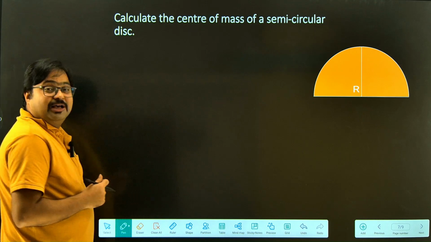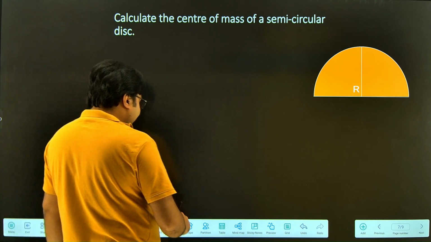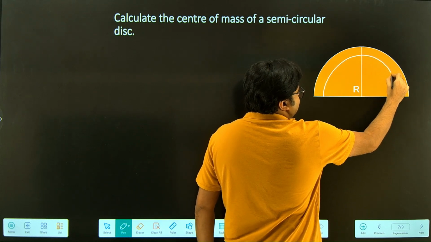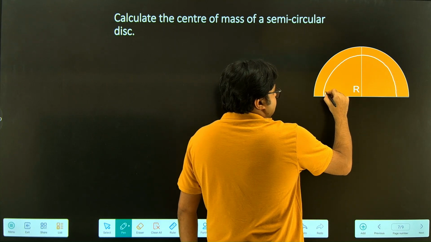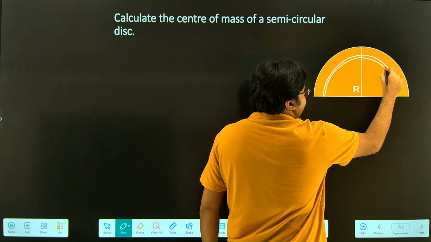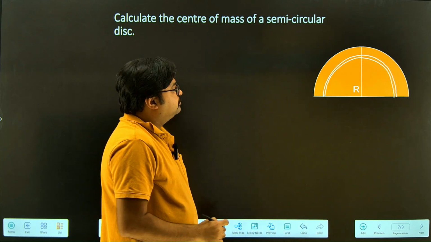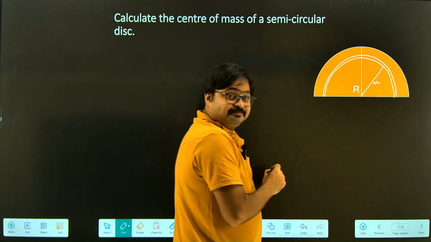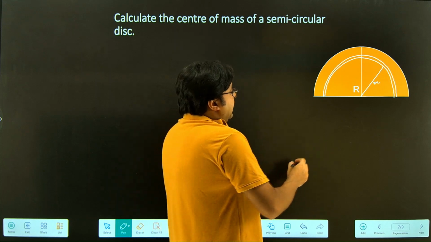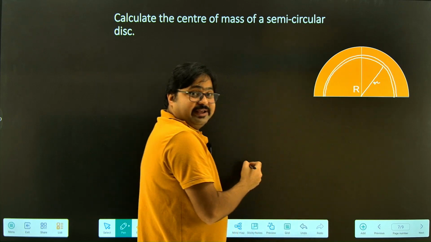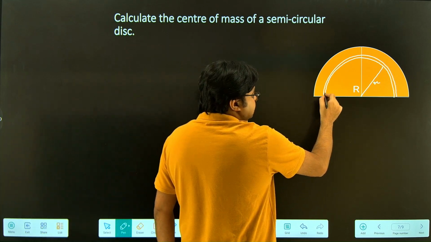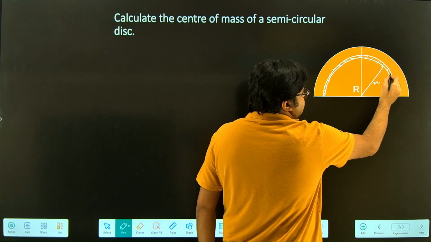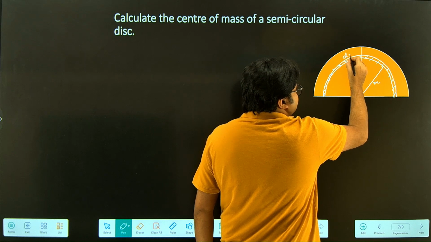Let's calculate the center of mass of the semicircular disc. Quite an easy job to do. Let's take an elemental ring. So here, that's a tiny part of a ring. So that's a ring. Let's assume that this ring is at a distance small r. That's small r. And if you ask me what is the mass of that part of the ring, just shade that. Mass of this part of the ring, my dear friends, is dm.